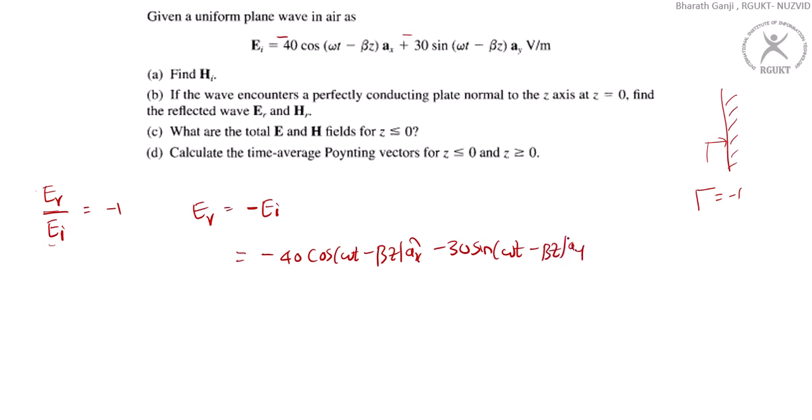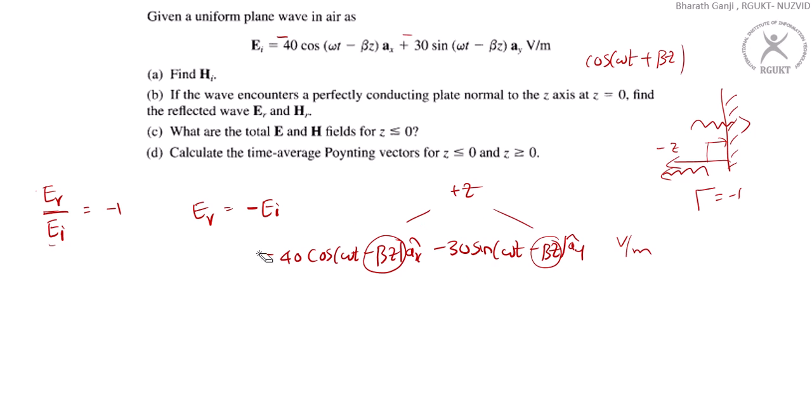And of course there is a huge mistake in this, because cos of omega t minus beta z indicates a wave traveling in positive z direction. But a reflected wave actually travels in negative z direction. So if it is the negative z direction, you need to have a cos of omega t plus beta z kind of structure, which is not here. So you cannot simply put a minus sign there.